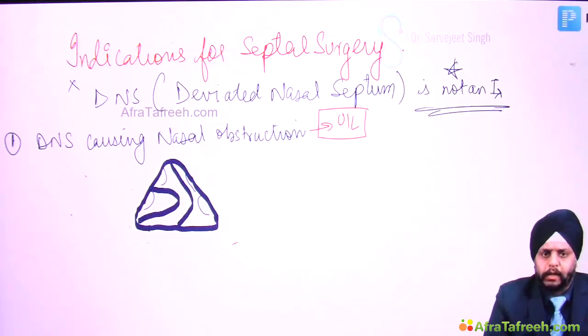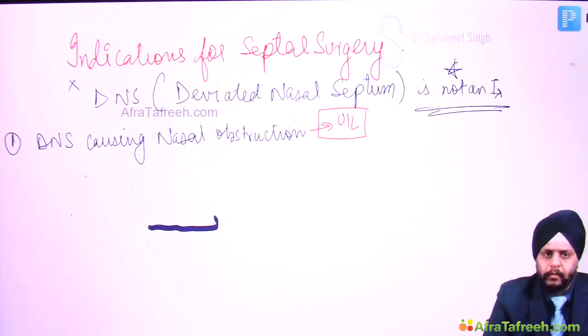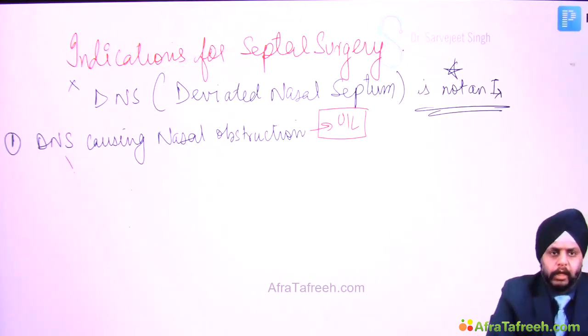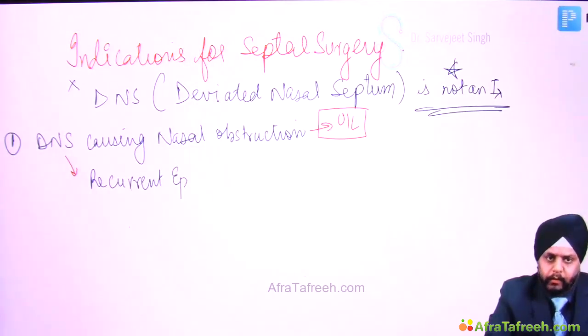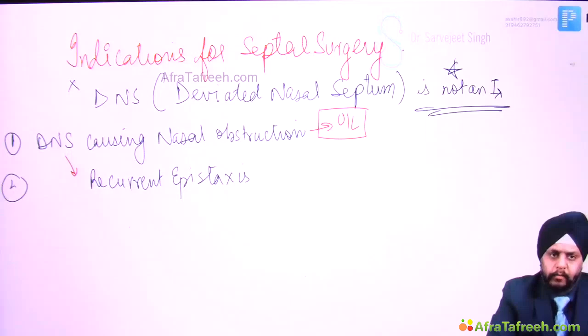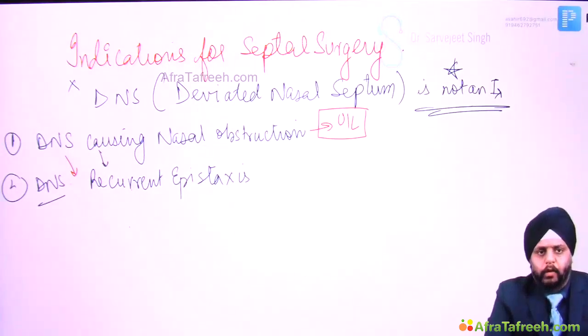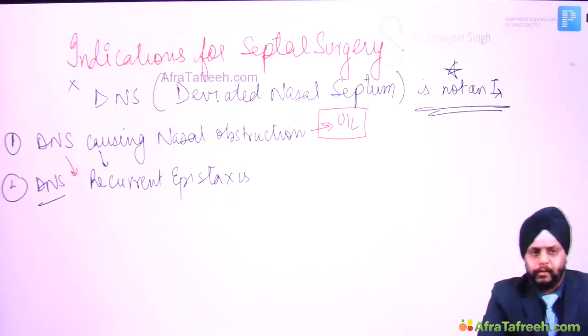What is the second indication? The second indication for septal surgery is DNS causing recurrent epistaxis. We know epistaxis is nasal bleeding. So, DNS that is causing recurrent epistaxis. Now, how can DNS cause epistaxis?